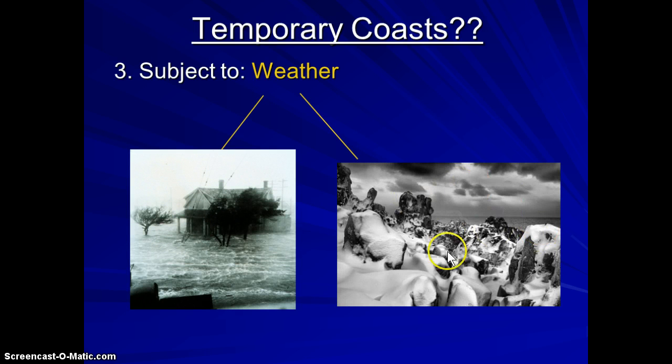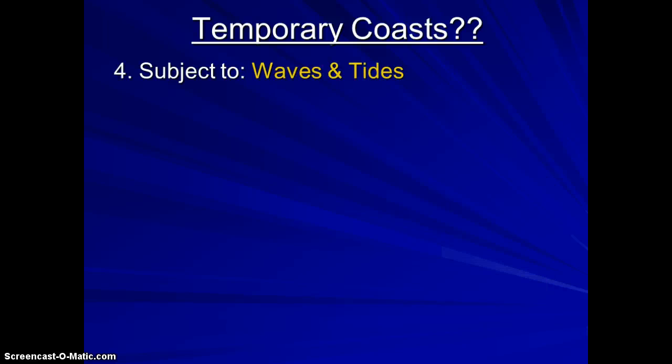We can have harsh climates where we get a lot of freezing and thawing. When you have freeze-thawing, the water gets into things, it freezes, it breaks it apart. You have thawing, the water runs off and it erodes it off. And these are major forces in shaping our coasts. The other ones are the waves and tides, as I mentioned before.